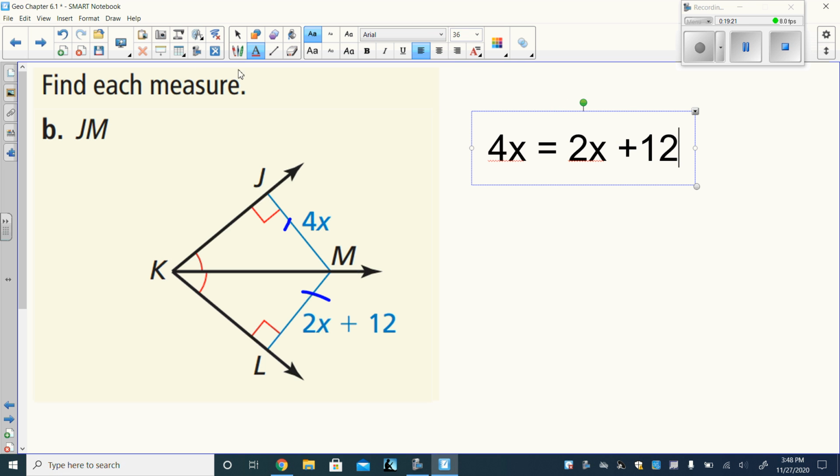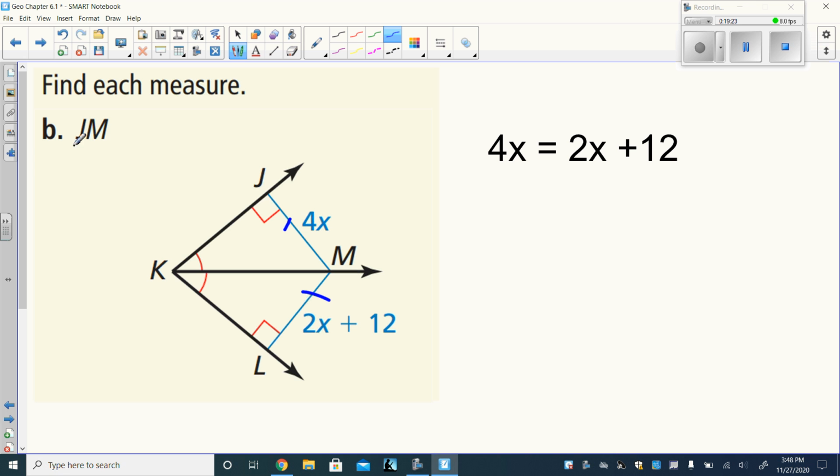Well, why are we doing this? Because we want to find the length of JM. To find the length of JM, I need to know the value of x. To be able to find the value of x, I know that these two lengths are congruent, so I set them equal to each other. The first thing we can do is get x on the same side of this equation.